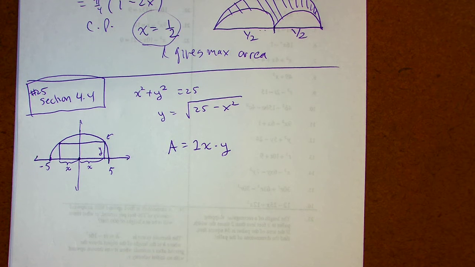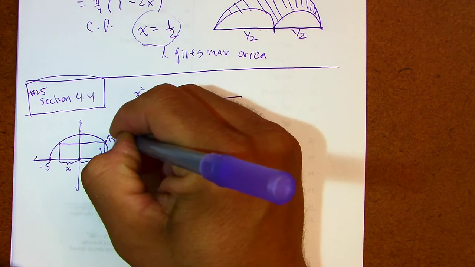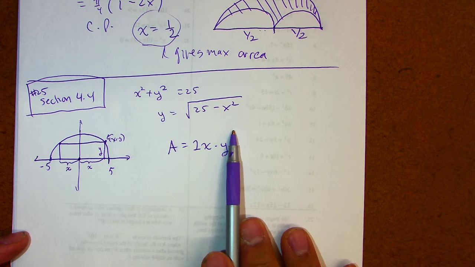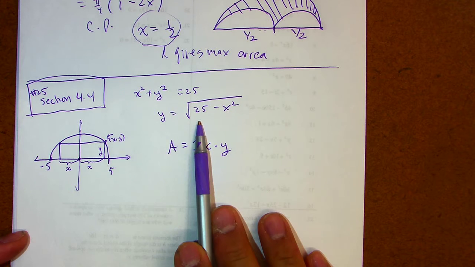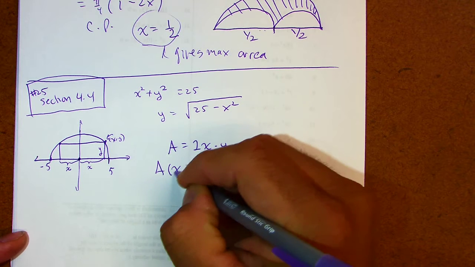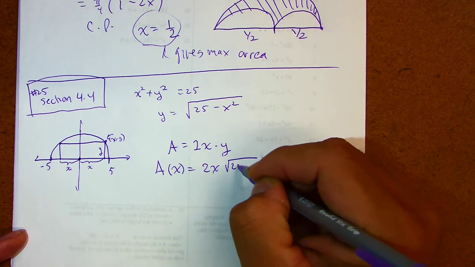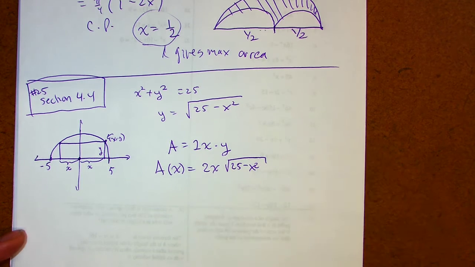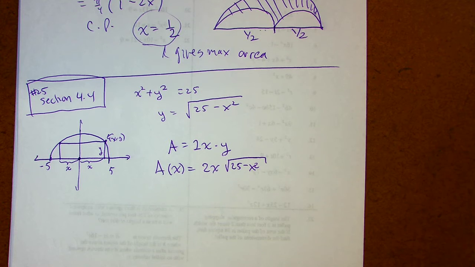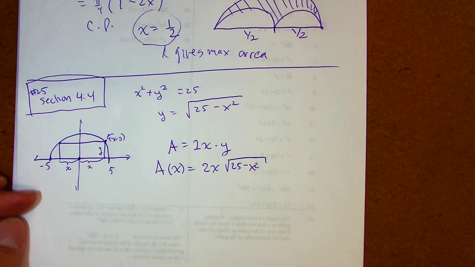So we have that, and now again the point here is (x, y), but now I have a constraint for my y. I can do here 2x times the square root of 25 minus x squared. Okay, and now we have an area function in terms of x, in terms of one variable. So I'm going to maximize this equation here.